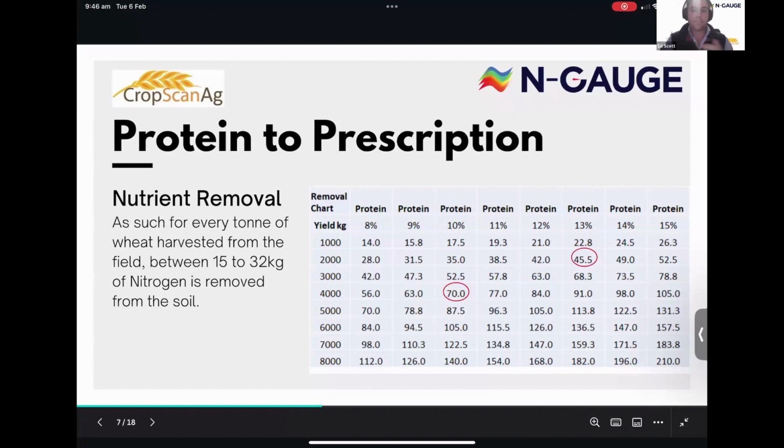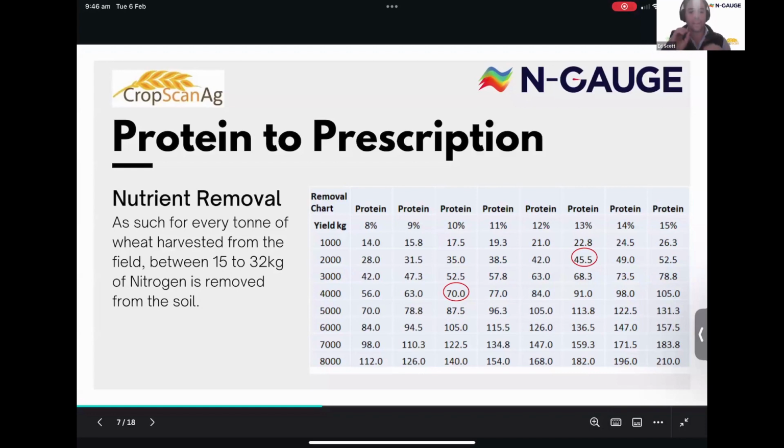So for example, if we had 2 areas in a field, and for the argument's sake, we've put out 100 kilos of nitrogen on this site, we might have a 2-ton area going 13% protein that has only directly removed 45.5 kilos of nitrogen, whereas the 4-ton area with a lower protein at 10% might have removed 70 kilos of nitrogen. So when you look at that from an efficiency base, the 4-ton area is running at a 70% efficiency versus 45% efficiency in that lower yielding, higher protein zone.